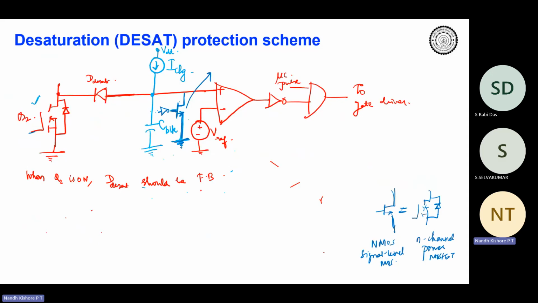Okay. So what did we have? We had kind of a current source arrangement, right? So we had a constant current source over here.